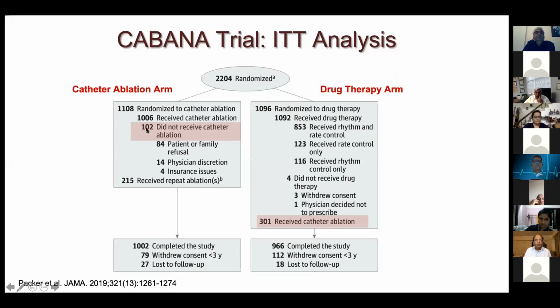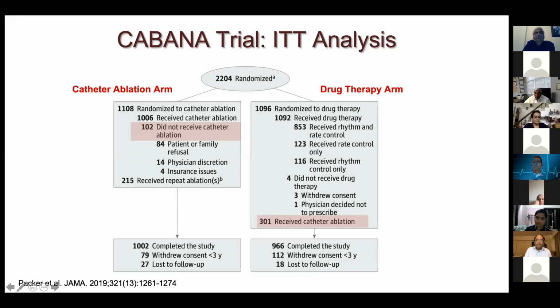But the problem was that about 100 patients, that's about 9%, did not receive catheter ablation in the catheter ablation group. And in the drug therapy arm, about 300 patients received catheter ablation. So there was a lot of crossover from both sides. So that became a big problem.